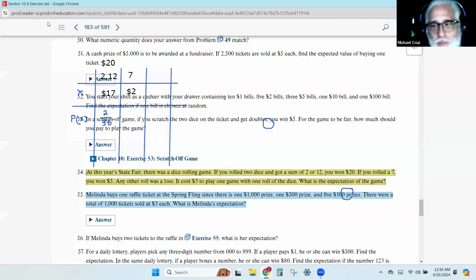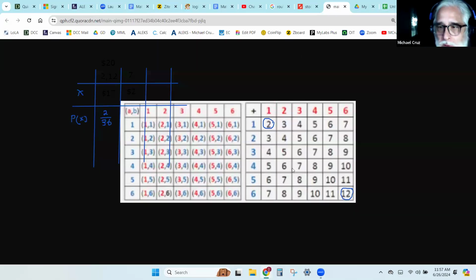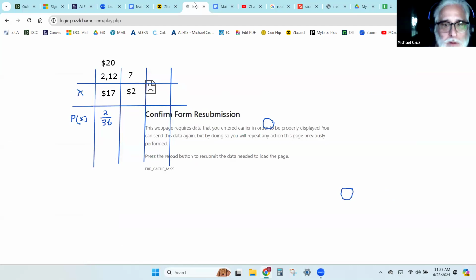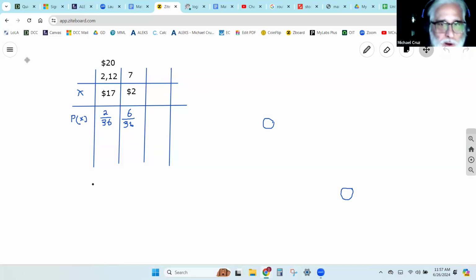Any other? Okay, we got to find out how many sums of 7 there are. There's a bunch of those. 1, 2, 3, 4, 5, 6 of them. So then 6 over 36. And then any other. So this right here is the $5. And then this right here is just lose $3. And that's going to be minus 3 right here too.